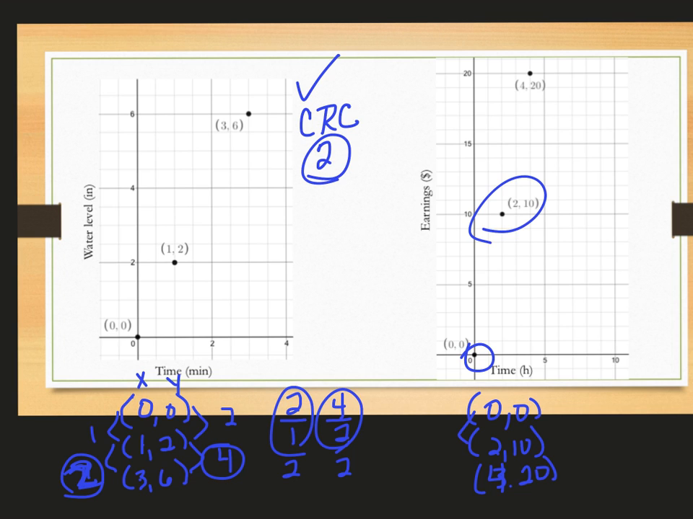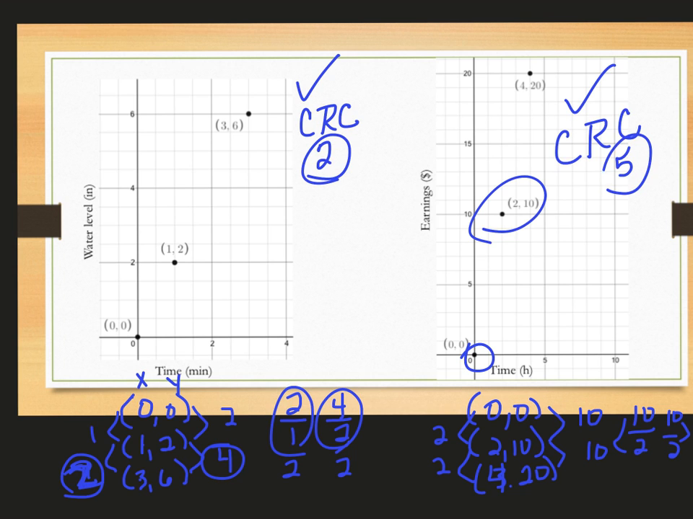From 0 to 2, it goes 2. From 2 to 4, it goes 2. From 0 to 10, it goes 10. From 10 to 20, it goes 10. So it looks like it's linear, obviously. So what's the constant rate of change? It's 10 over 2, which is 5. So yes, it's linear. The constant rate of change is 5.